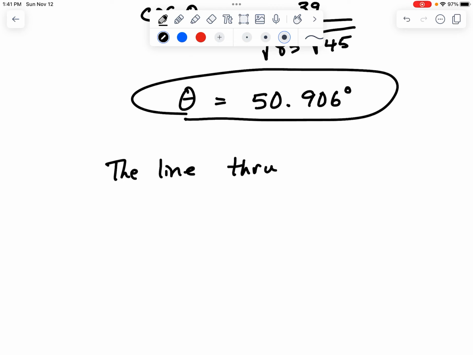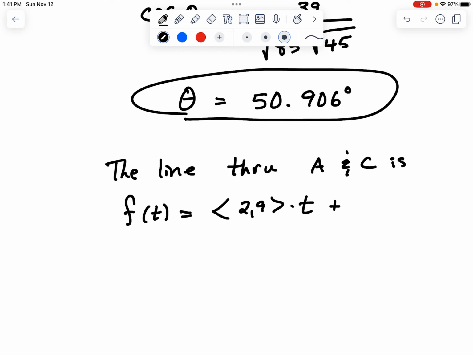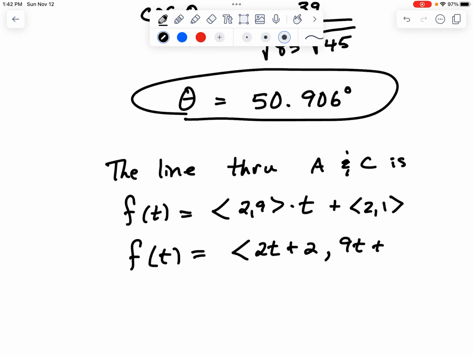through A and C is, and then I'll write it as a function of t, and the vector format would be take the <2, 9>, multiply it by t, which will stretch it out as t gets bigger, and also as t gets negative, it'll stretch in the opposite direction. And then just add the point (2, 1). Or you can put all of that together and say that is going to be 2t plus 2 for the x components, and then 9t plus 1 for the y component.